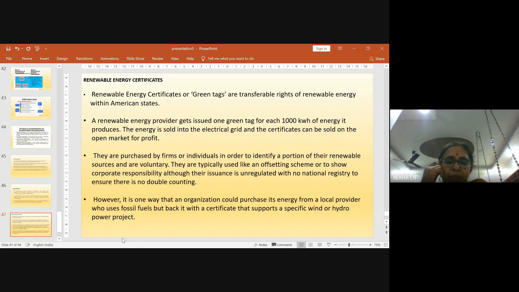These are purchased by firms or individuals in order to identify a portion of their renewable sources, and are voluntary. They are typically used as an offsetting scheme or to show corporate responsibility, although their issuance is unregulated, with no national registry to ensure there is no double counting. However, it is one way that an organization could purchase its energy from a local provider who uses fossil fuels, but back it with a certificate that supports a specific wind or hydroelectric project.